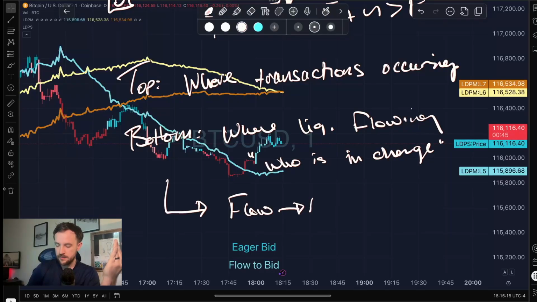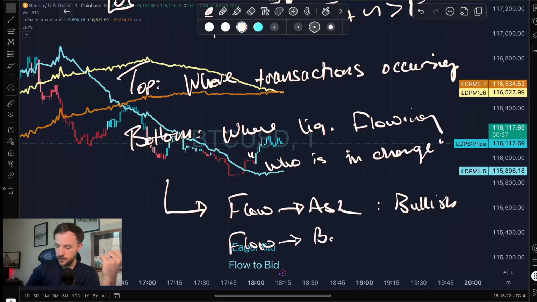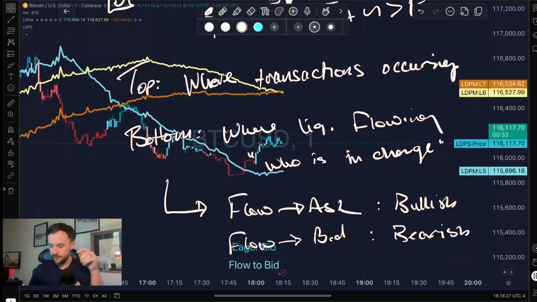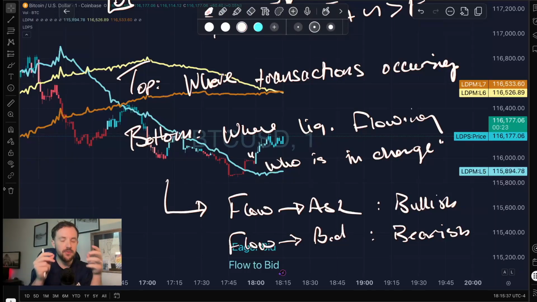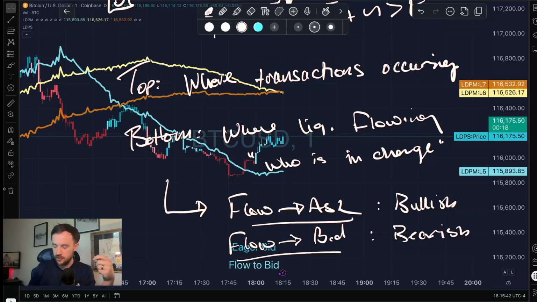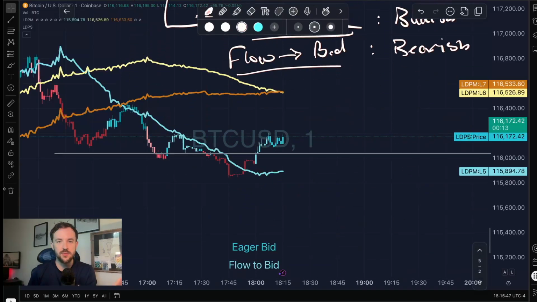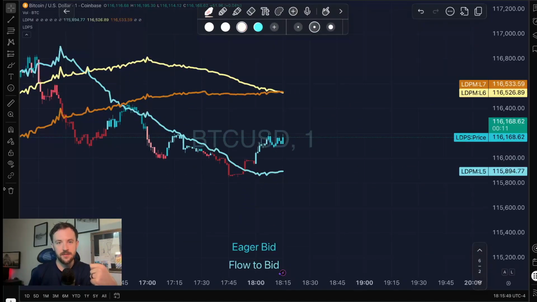So flow to ask is bullish, and flow to bid is bearish, and these are in general, right? You just want to make sure the top value also agrees. And again, because you're just seeing who is deciding, the liquidity tells us who is deciding when transactions go through and where they go through. So when the ask is the one in charge, you get certain behaviors, and when the bid is in charge, you get different behaviors. And we can monitor all this with LDPM and LDPS.